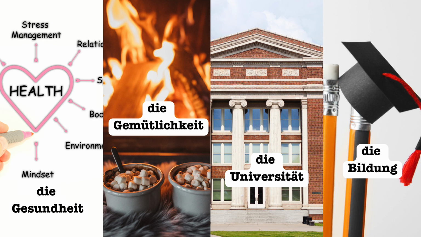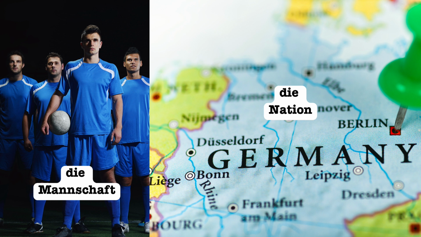The list of suffixes that are used with feminine nouns are incredibly helpful, as they are always feminine without exception. These include -heit, as in die Gesundheit, health. -keit, as in die Gemütlichkeit, coziness. -tät, as in die Universität, university. -ung, as in die Bildung, education. -schaft, as in die Mannschaft, team. And -tion, as in die Nation, nation.